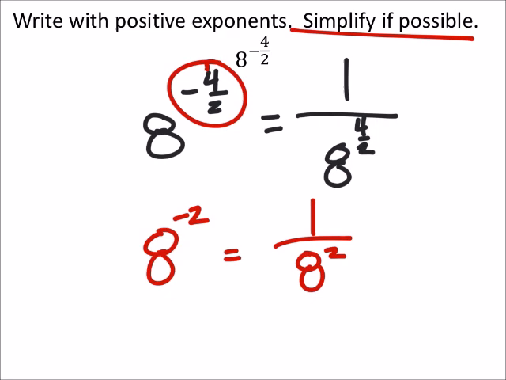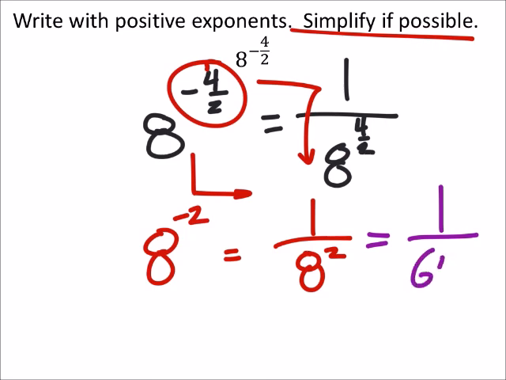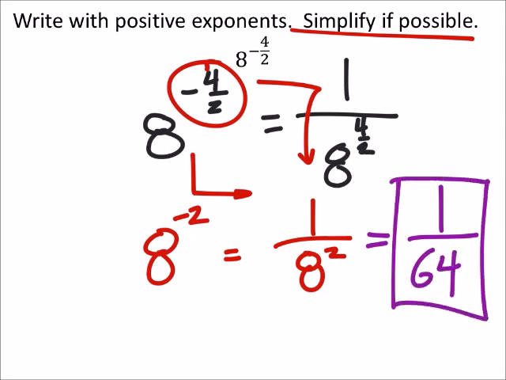I mean, however you get there, doesn't really matter, right? We went this way. Some people may choose to go this way. Yeah, then we would simplify that, because we know what 8 squared is. It's not too big a number. 1 over 64.